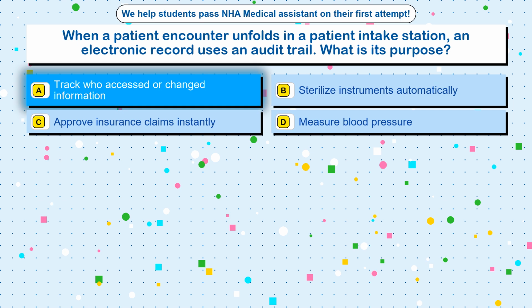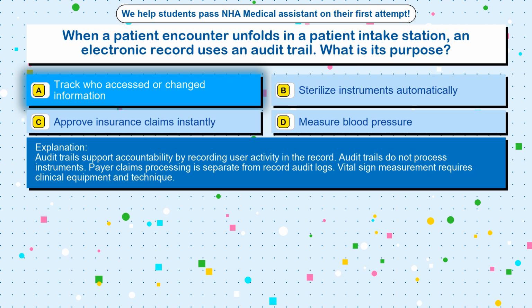Track who accessed or changed information. Audit trails support accountability by recording user activity in the record. Audit trails do not process instruments. Payer claims processing is separate from record audit logs. Vital sign measurement requires clinical equipment and technique.